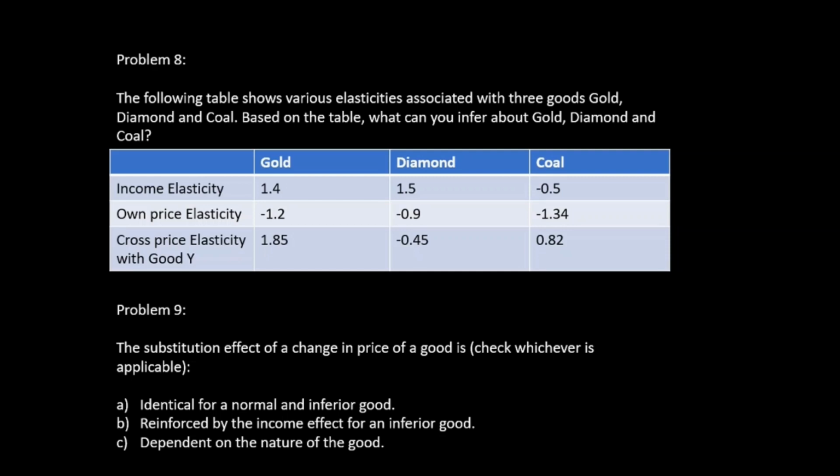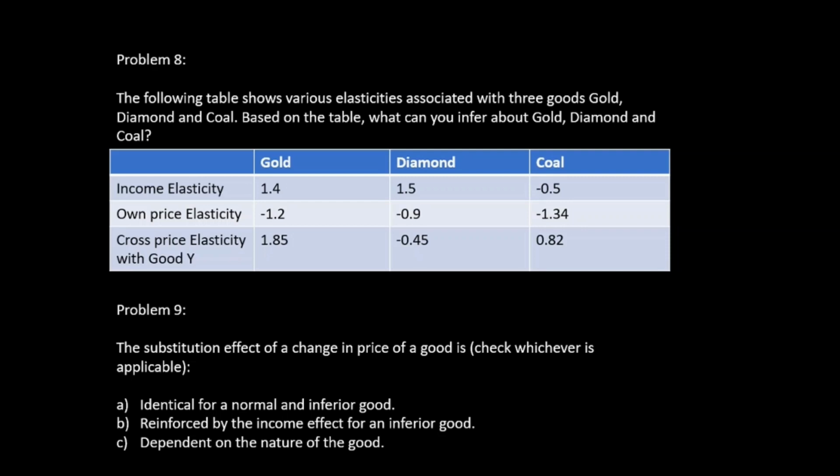Now, we all know that positive income elasticity means higher the income, higher is the quantity demanded for goods. Okay, and what are they called? They are called normal goods. On the other hand, negative income elasticity means higher the income, lower is the quantity demanded for such kind of goods. So clearly we can see that coal is an inferior good.